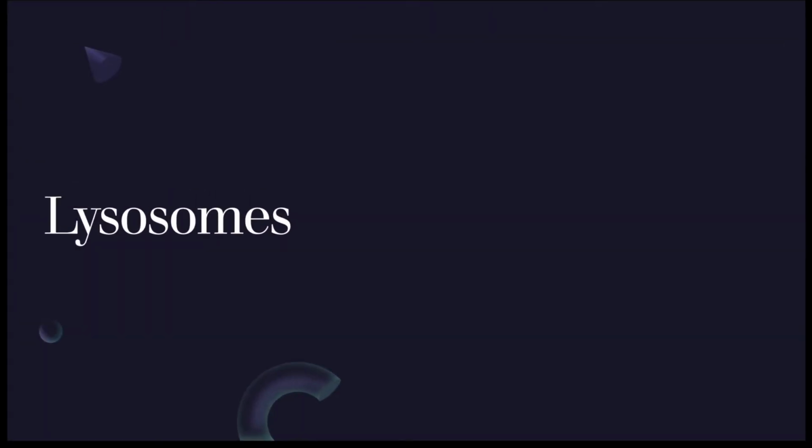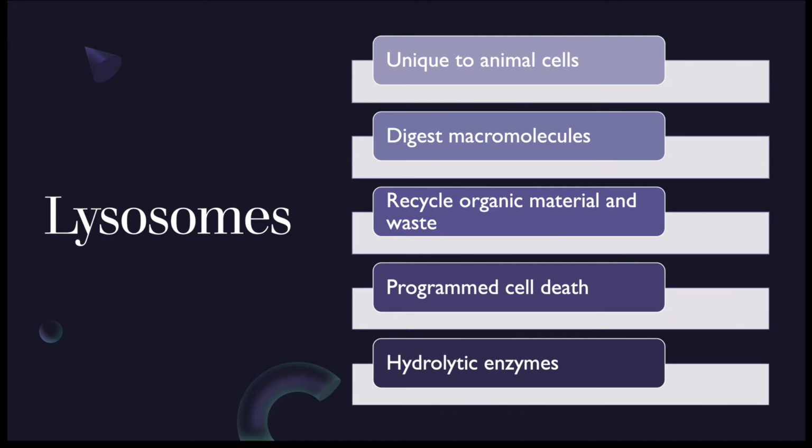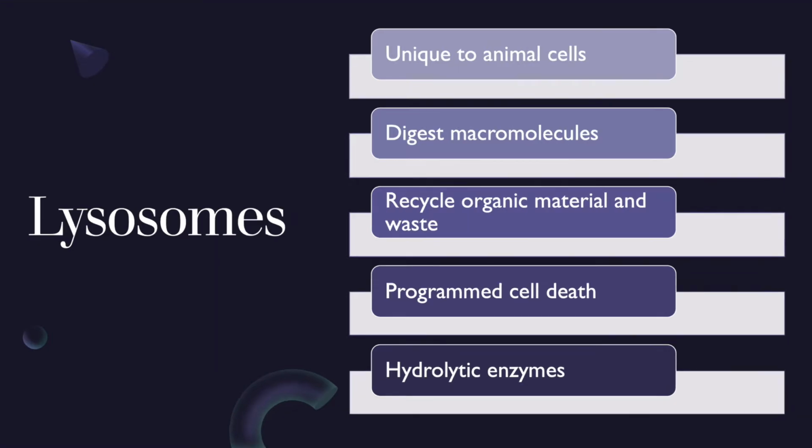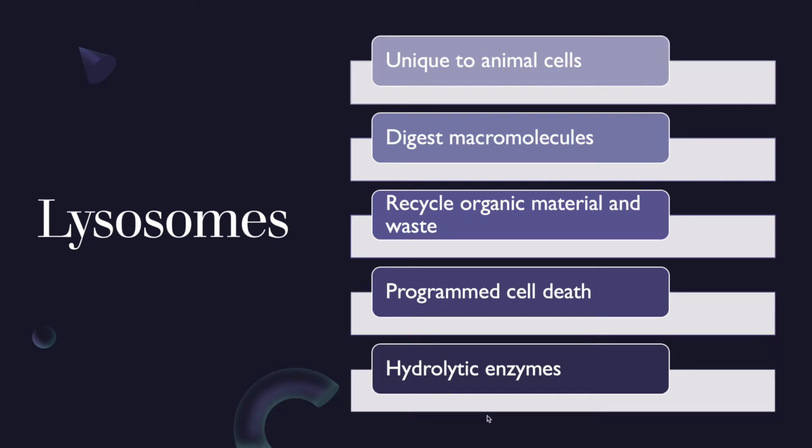Lysosomes are only found in animal cells. They are involved with digesting macromolecules and recycling the cell's organic material. They also get rid of cellular waste via programmed cell death. Lysosomes contain hydrolytic enzymes which help the lysosomes break down organic molecules. Hydrolytic enzymes function well in a pH of 5, so that is the internal pH of the lysosome.